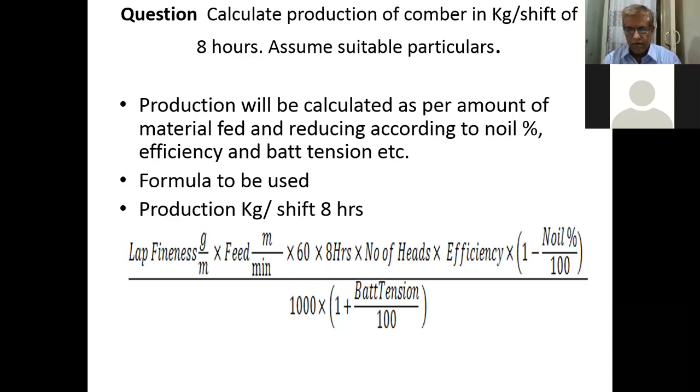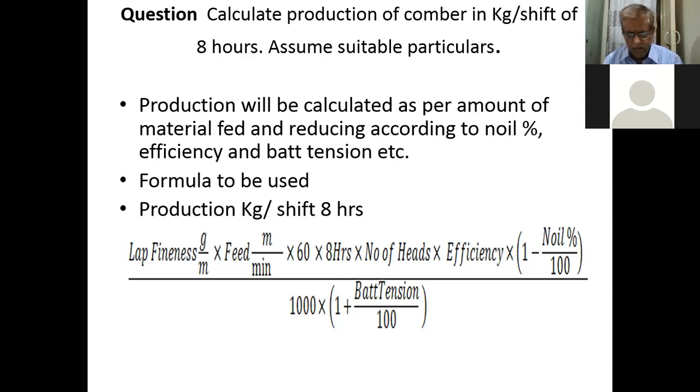and we will calculate the production in kg per shift of 8 hours. We know very well Comber is an 8-headed machine. 8 heads are there, 8 laps are fed. So we will have to consider this also. So first of all, we will study the formula to be used.